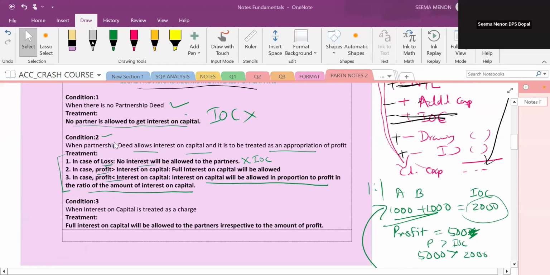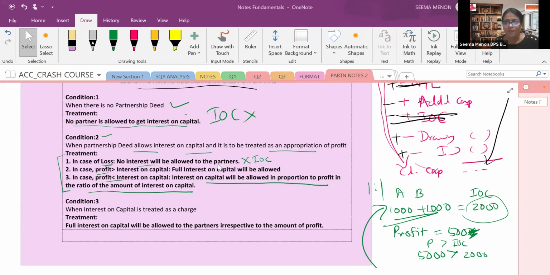So the first one is that in case of loss, you will not be able to pay any interest on capital. Second, if you are having profit greater than interest on capital, definitely you can have an appropriation of profit. Now, if the profit is less than IOC, that means your profit is 500 and your interest on capital is 2000, how will you be giving? This 500 only you can give. In which ratio? In the interest on capital ratio, not in the profit sharing ratio.